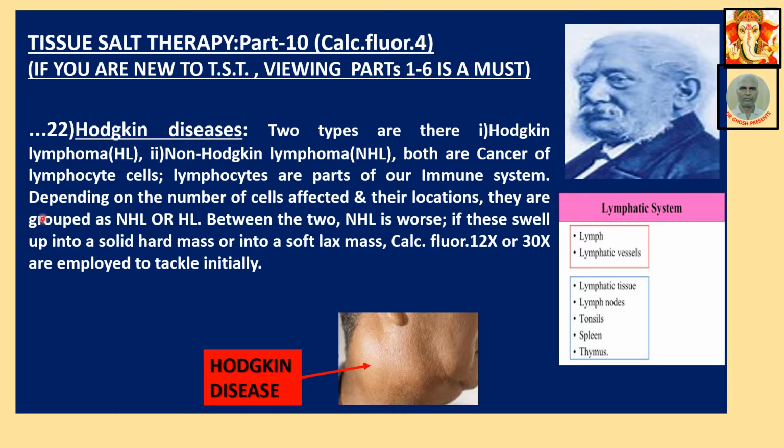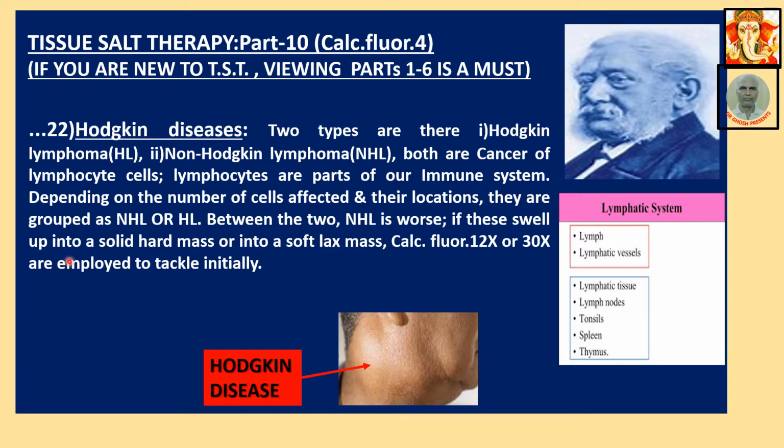Starting with three dots means it is a continuation. Hodgkin disease. Two types of Hodgkin disease are actually cancer. Mind it, it is cancer of lymphoma. Hodgkin lymphoma and non-Hodgkin lymphoma are both cancers of lymphocyte cells. Lymphocytes are part of our immune system. Depending on the number of cells affected and their location, they are grouped as non-Hodgkin lymphoma and Hodgkin lymphoma. Between the two, non-Hodgkin lymphoma is worse.